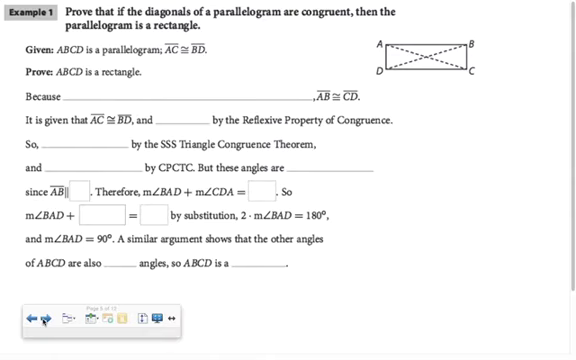So let's prove one of these properties. I have that ABCD is a parallelogram, and I know that AC is congruent to BD, so I want to prove that this is therefore a rectangle. So because ABCD is a parallelogram, I'm going to abbreviate a little bit. Segment AB is congruent to segment CD. They're opposite sides of a parallelogram.